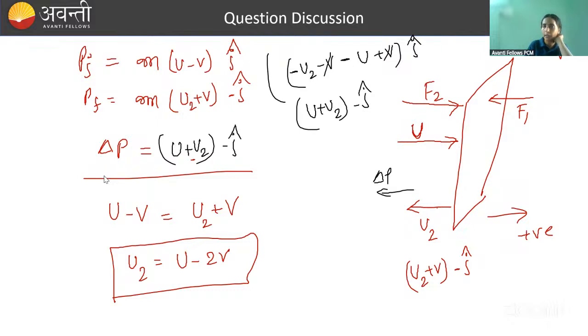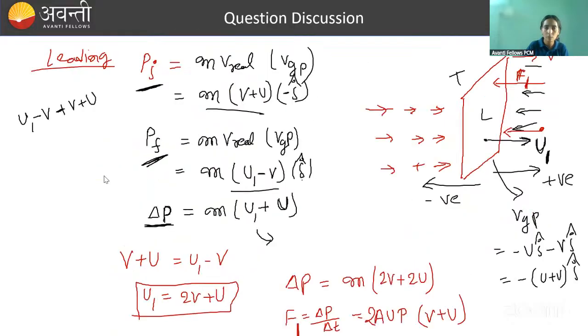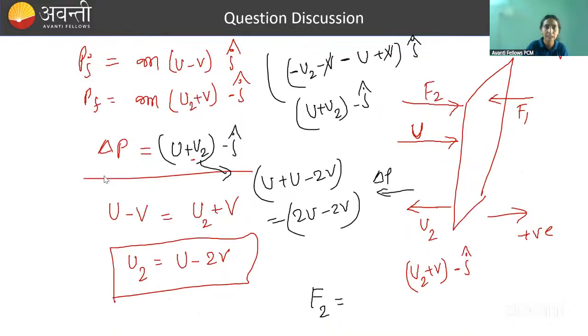What value will you put for U2? U minus 2V. So here you put U plus U minus 2V. So this is basically 2U minus 2V if you see. Done. You know the change in momentum, you can calculate the force. How will you write F2? Again dm by dt into change in momentum, right? Sorry, this is change in speed basically. Mass I wrote here. So if you need to calculate force, you will do dm by dt into 2U minus 2V.